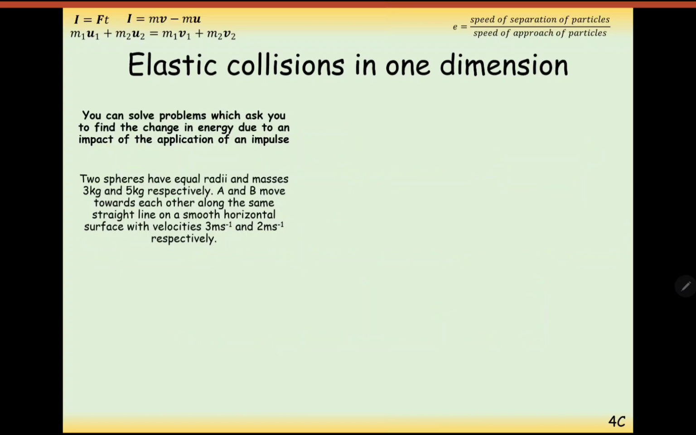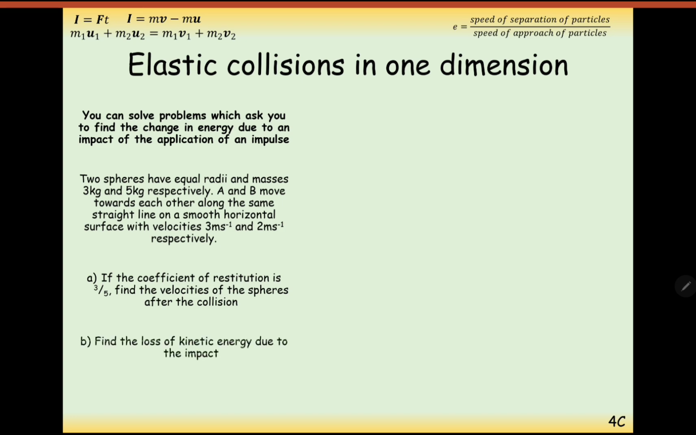So we've got two spheres of equal radii and masses 3 kilograms and 5 kilograms respectively. A and B move towards each other along the same straight line on a smooth horizontal surface with velocities 3 and 2 respectively. So the question is, if the coefficient of restitution is 3/5, find the velocities of the spheres after the collision, and part B, which we're looking at in today's video, find the loss of kinetic energy due to the impact of the collision.